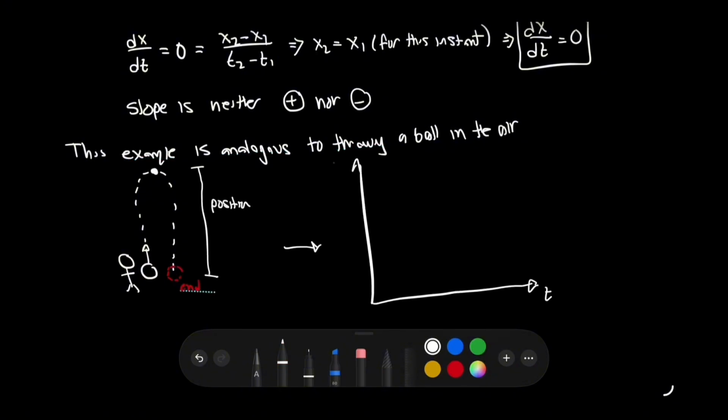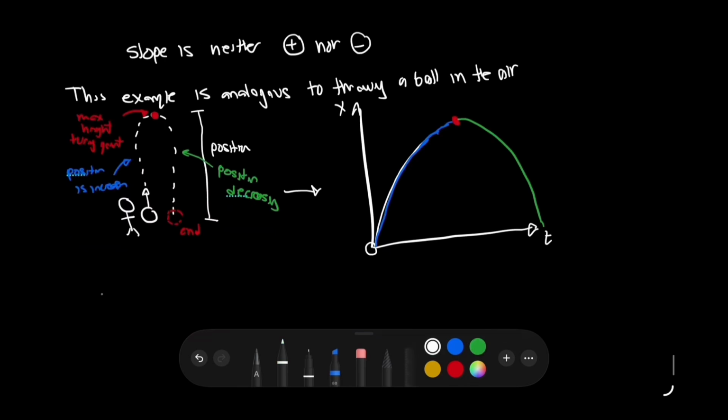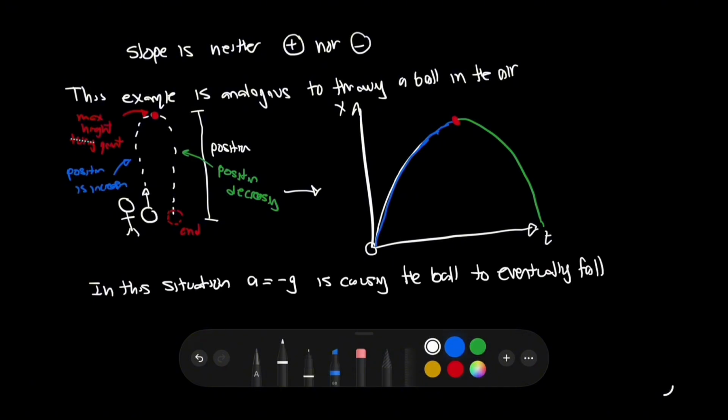And if we drew a diagram for this, the positive increasing direction would represent the left side as the object is increasing in position. And then the top point here would represent the turning point when the object's at its max height between going up and going down. And then as the object's falling down, it would represent the right-hand side. The position is decreasing. And one thing to note, in this situation, acceleration is equal to negative g, and that's what's causing the ball to eventually fall.